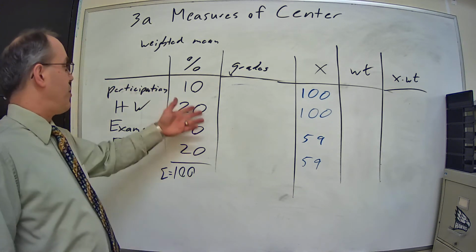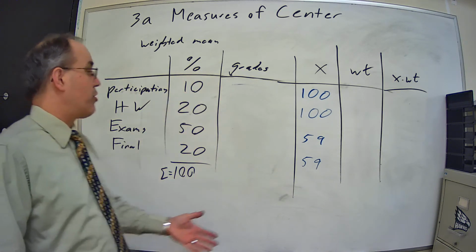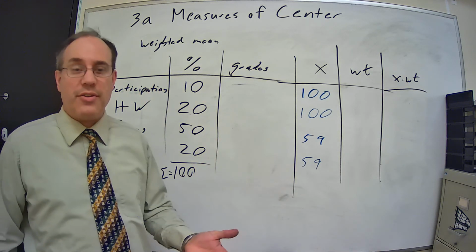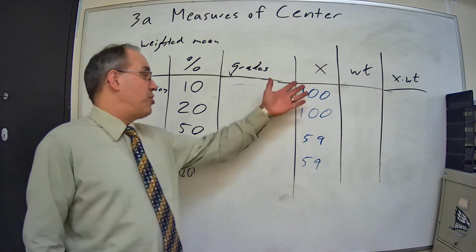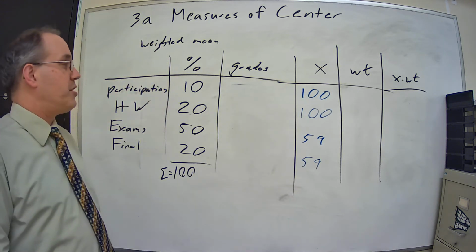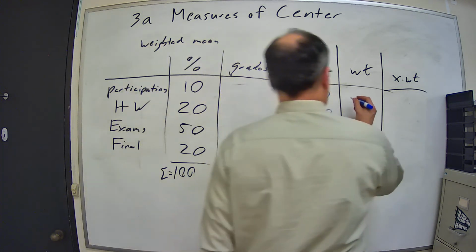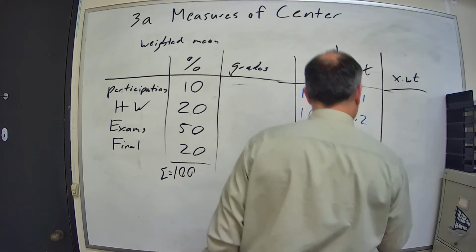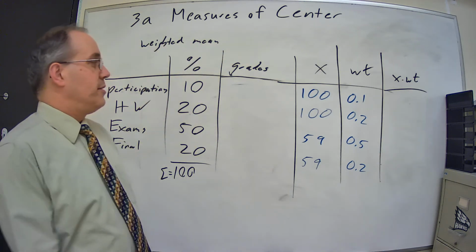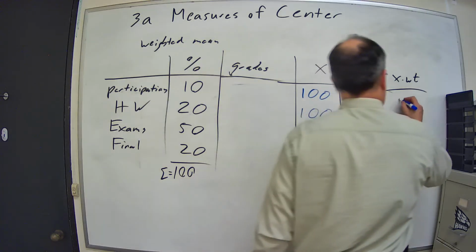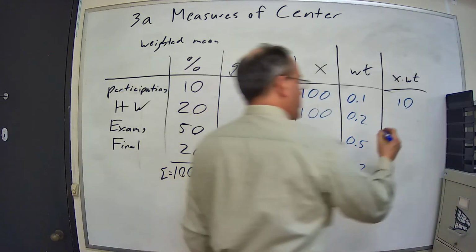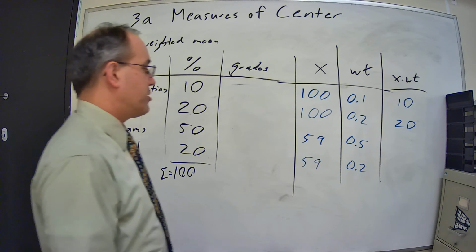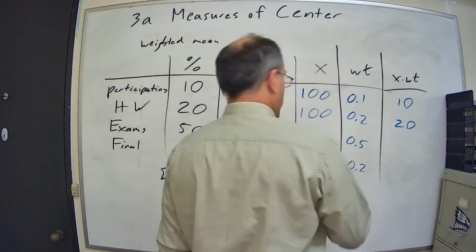Now, obviously, if you're doing all your homeworks and you're participating in the classes, then your exam grades are going to tend to do better than if you're not doing homework. Right? So let's work on this assumption here. Well, we still have the weights of 0.1, 0.2, 0.5, and 0.2. So 100 times 0.1 is 10. 100 times 0.2 is 20. 59 times 0.5 is, sorry, 29.5.